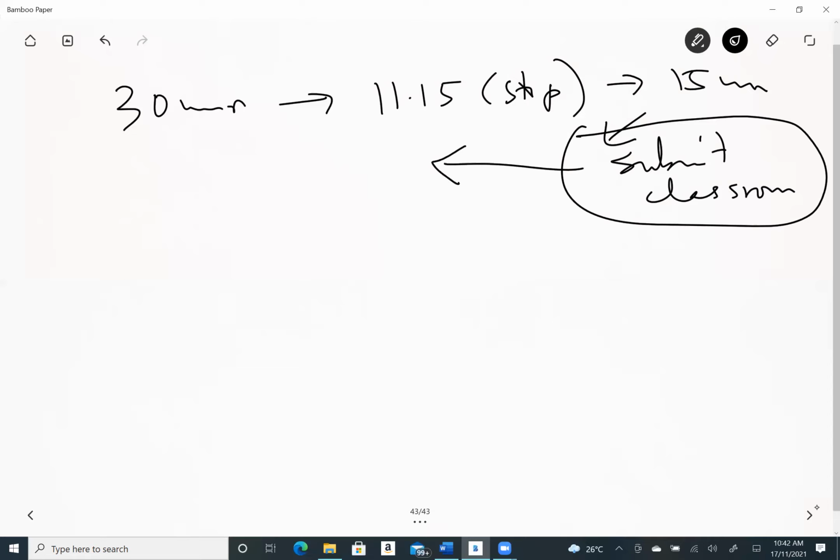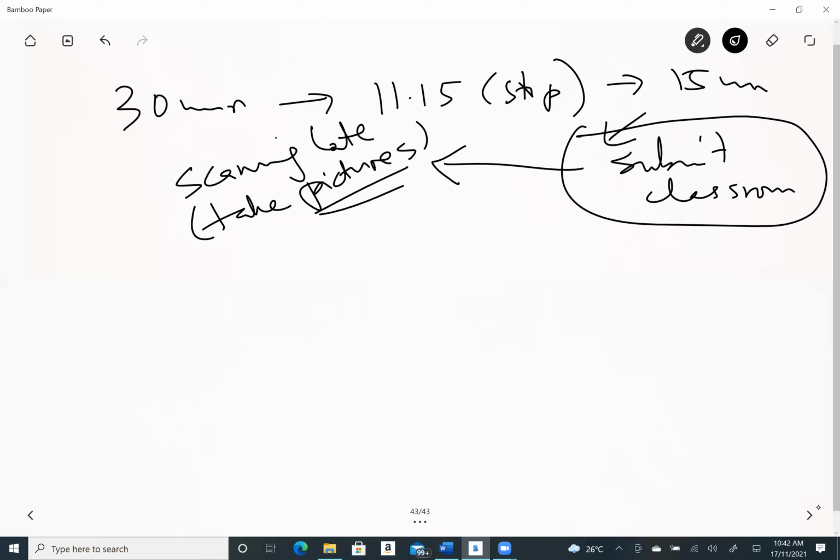Now, if you have a problem scanning, scanning is late, don't take time. So what you do, take a picture first. Take pictures of the pages using your handphone. Take pictures and then send. Take the picture nicely. Take the picture clearly, and send. So that send is the record for me.